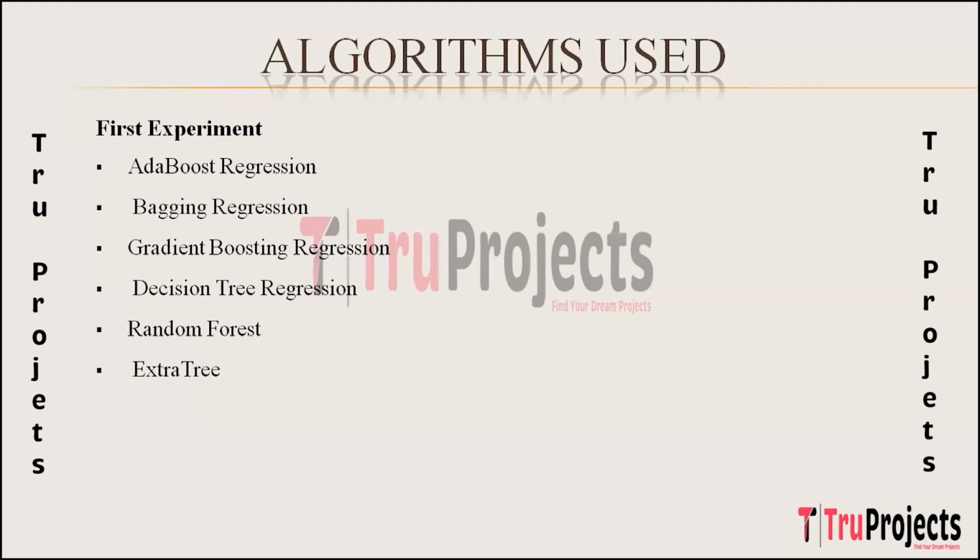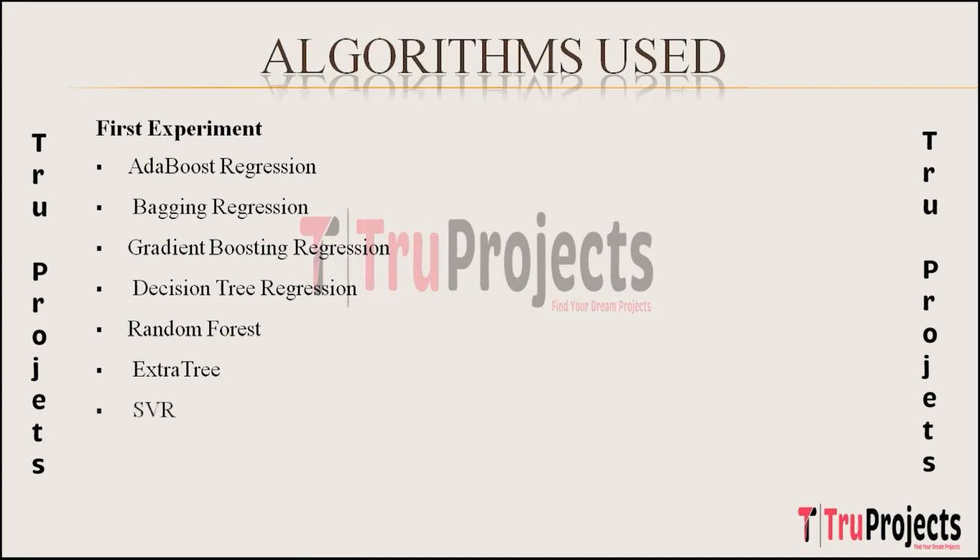The next one is extra tree. So extremely randomized trees, or extra trees, further randomize the tree building process compared to random forest, leading to increased diversity. Extra trees can enhance the robustness of the model by introducing additional randomness in the decision-making process.